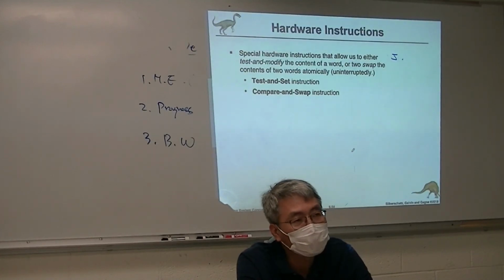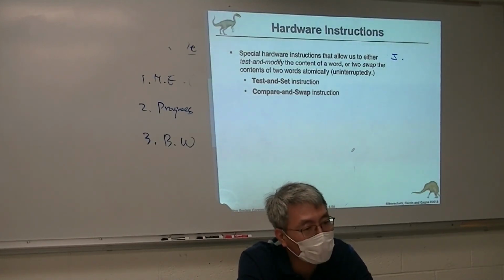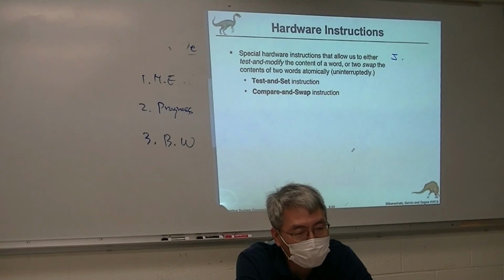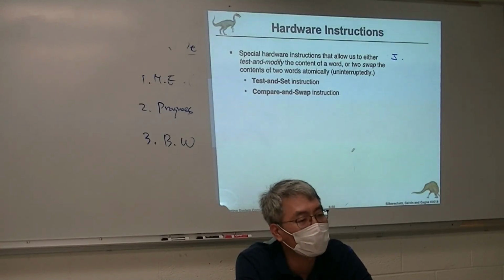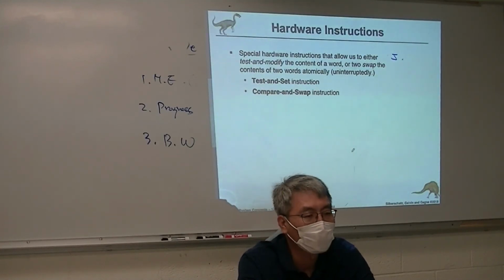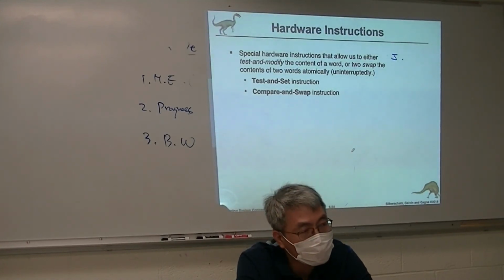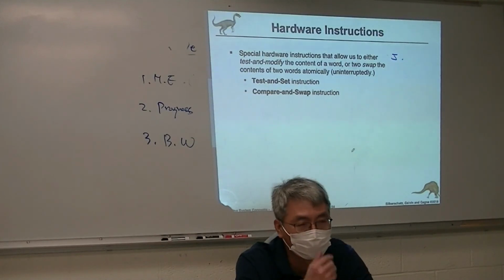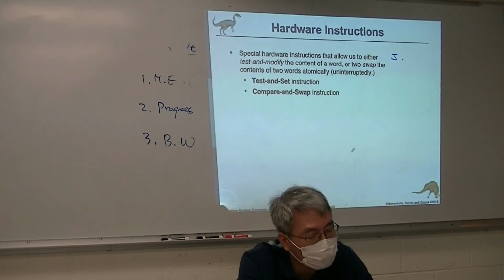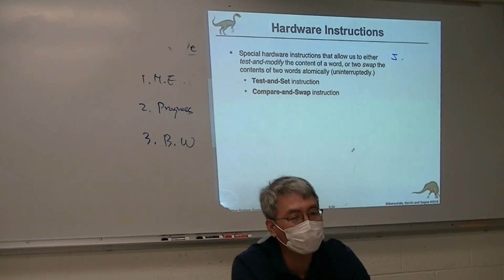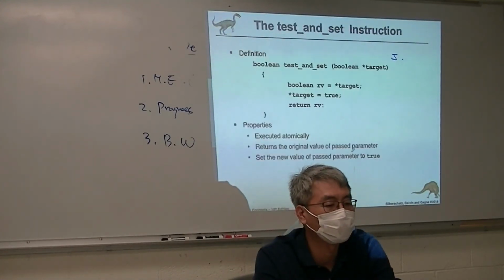There are several types of instruction. I'm going to introduce two examples. One is the test and set instruction. Another one is the swap. The old textbook used the swap instruction, but the new edition of the operating system book uses compare and swap. It's basically the same idea based on swap. It's changing the value always.